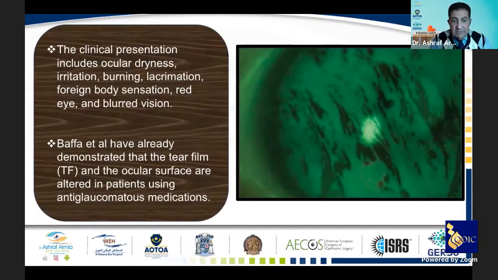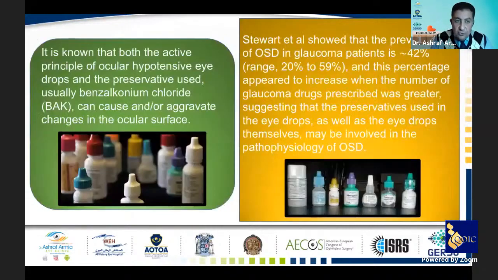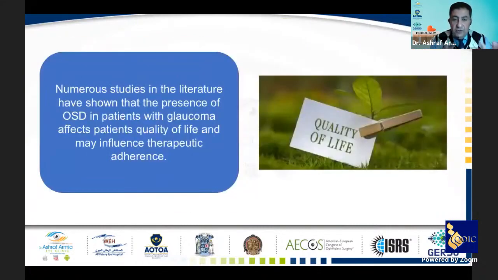And Baffa et al. have already demonstrated that the tear film and the ocular surface are altered in patients using anti-glaucomatous medication. It is also known that both the active principle of the ocular hypotensive eye drops and the preservative used, usually benzalkonium chloride, which is the most important, can cause or aggravate changes in the ocular surface. And Stewart also showed that nearly 42% of glaucoma patients have OSD, and this percentage appears to increase as the number of glaucoma drugs prescribed increases, from one drug to two, three per day. So this will aggravate the OSD. And also, very important, it's not just the OSD, it's also the quality of life. Numerous studies in the literature have shown that the presence of OSD in patients with glaucoma affects patient quality of life and may influence therapeutic appeal.